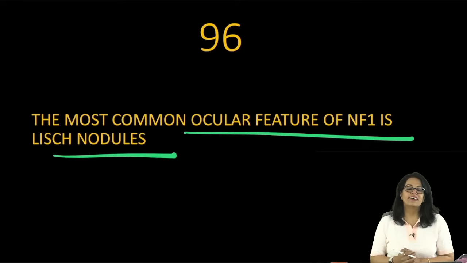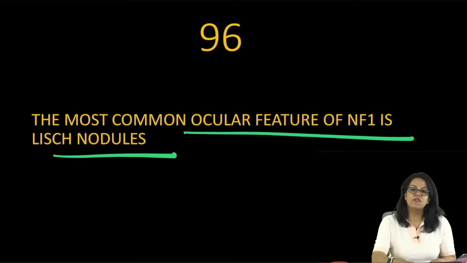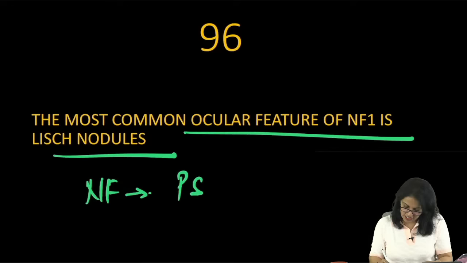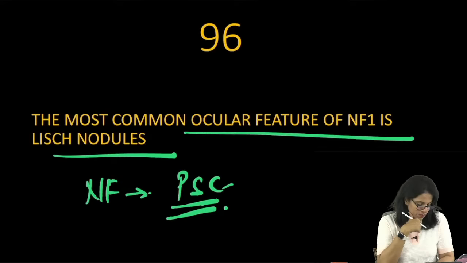nodule. You will remember. Okay, if the most common ocular feature of NF1 is Lisch nodules, then what is the most common ocular feature of NF2? This has also been your exam question. If you say NF2, you will answer, yes, posterior subcapsular cataract. It is presenile posterior subcapsular cataract.